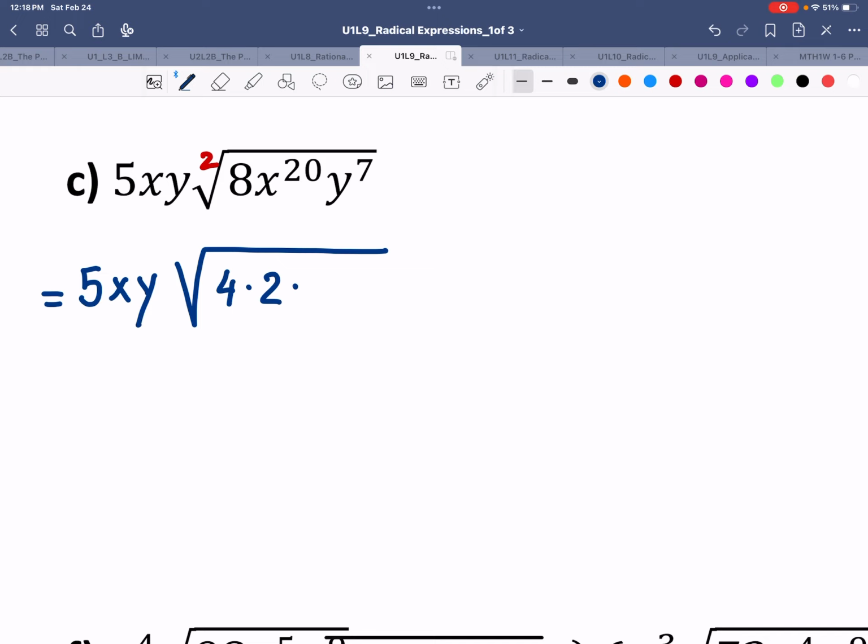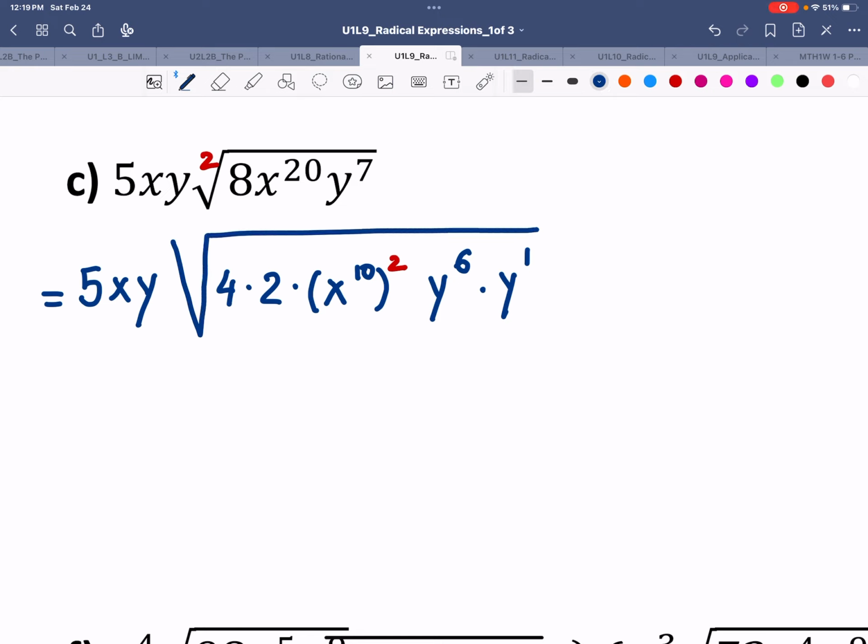And then we have x to the 20, so we're going to write x to the 20 with the power of 2, which means we're going to need a 10 in here. And y to the 7, we're going to break the power 7 down into one even power and y to the power of 1. Now, if you're wondering why we need the even power, it's because even powers can simplify with the index.